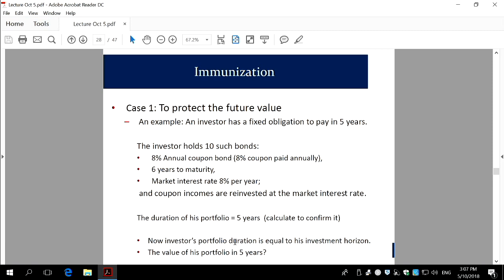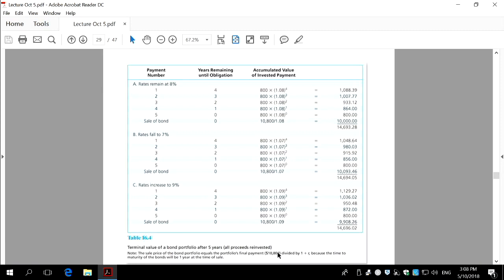So now the investor's portfolio duration is equal to the investment horizon. Remember, his investment horizon is 5 years, right? Because he needs that money in 5 years. So the investment horizon initially is 5 years. Now he artificially makes the duration of his portfolio 5 years. Then they are identical. Then what's the value of his portfolio in 5 years? We just look at these numbers. And this is an example again from the textbook. I just think this is a good example, so I copied it.